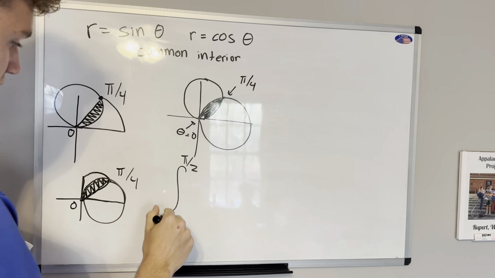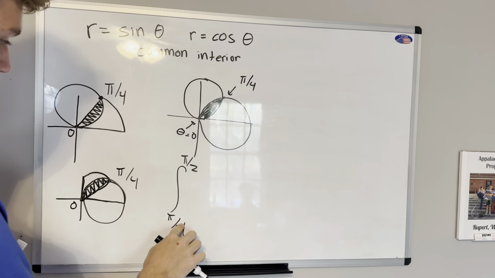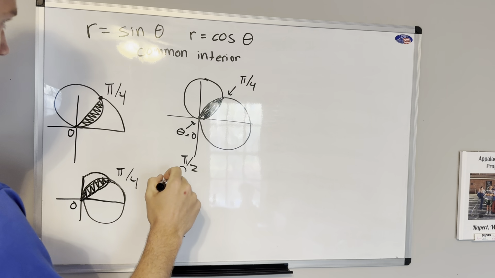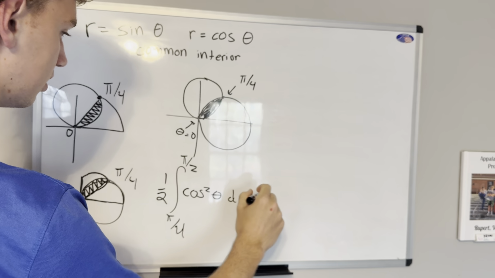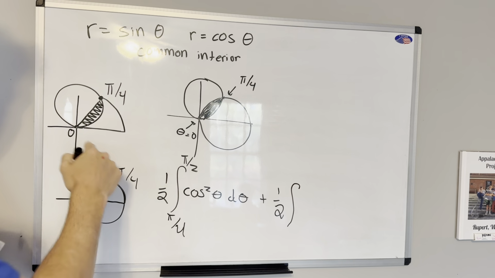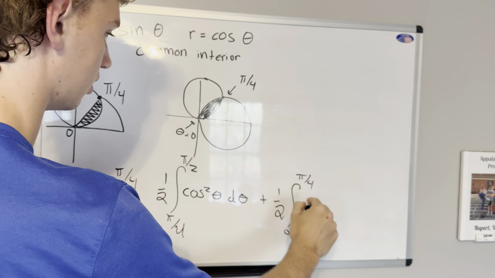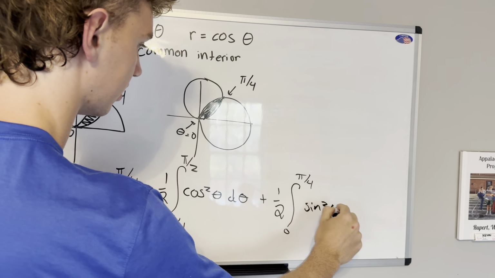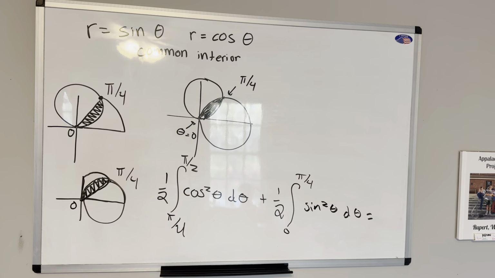You do pi fourths. 1 half of r squared, which will just be cosine squared theta d theta, plus a half of the integral, and sine is 0 to pi fourths of sine squared theta d theta. And then from there you just do some angle identity work, all that, and you get your answer.